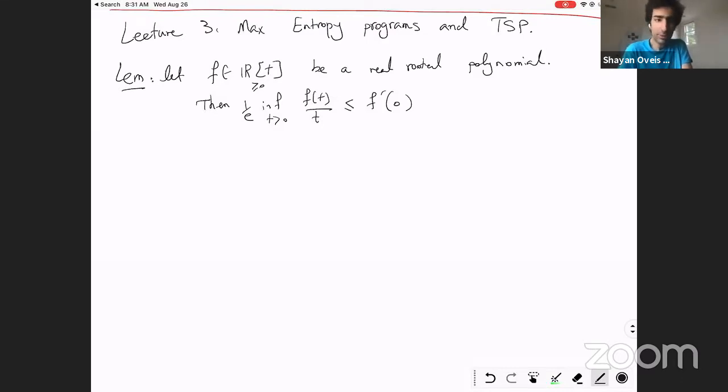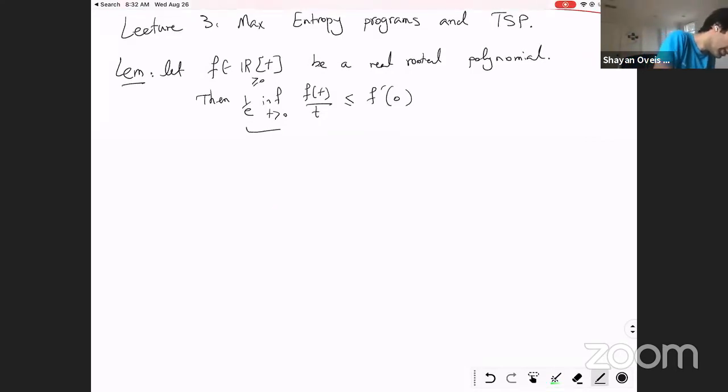Now, before getting to that, I just wanted to prove one last lemma I didn't get time to do in the last lecture. So remember, we wanted to prove the base case of the Gurvits theorem, which is that if you have a univariate polynomial with non-negative coefficients, which is real rooted, then this inequality holds: 1 over e times the infimum over t greater than 0 of f(t) over t is less than or equal to f'(0).